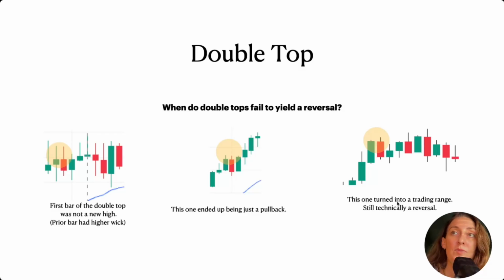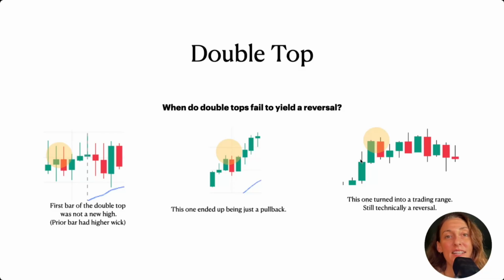Okay, this one looks like a good double top. We have created a new high. The tops are equal. There's good size, all of that. It checks off all the boxes, but we didn't actually reverse downward.